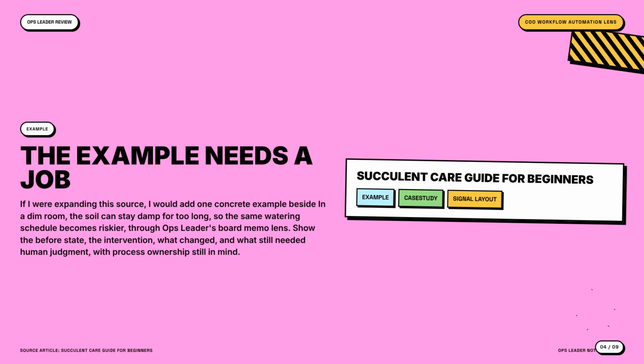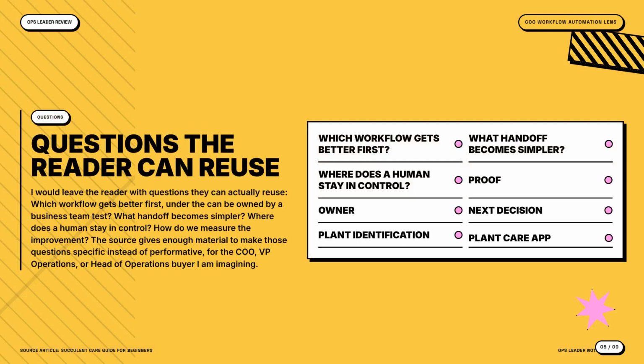If I were expanding this source, I would add one concrete example beside in a dim room. The soil can stay damp for too long, so the same watering schedule becomes riskier, through Ops Leaders board memo lens. Show the before state, the intervention, what changed, and what still needed human judgment, with process ownership still in mind. I would leave the reader with questions they can actually reuse.